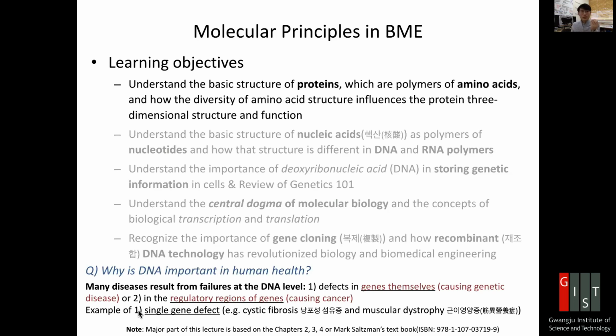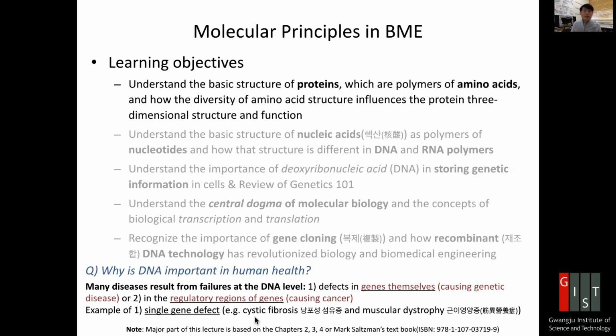And examples of a single gene defect. What if a single gene has a defect which can cause a problem? For example, cystic fibrosis is a single gene defect disease, for which currently we don't have any treatment. It is severe, causing a problem in the lung epithelium, and patients suffer and will not live long enough. So that's a problem. Currently, we are developing treatment for this genetic defect disease.